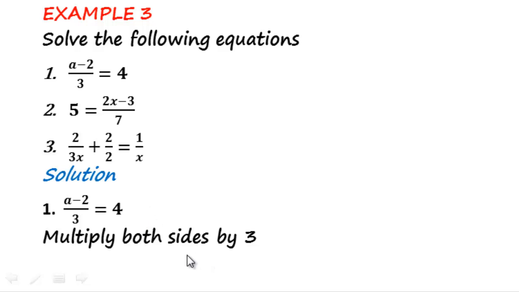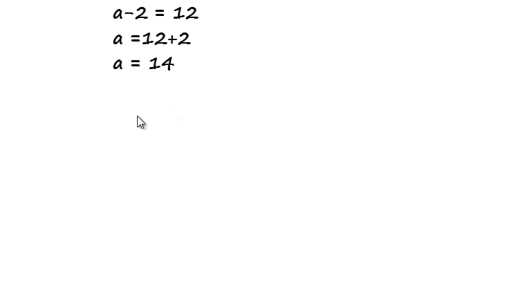Multiplying both by 3 is now going to be a minus 2 divided by 3 times 3 equals 4 times 3. Are you seeing it? Times 3 is here and times 3 is here. So when you do that, 3 cancels 3 here, remaining a minus 2, and then 4 times 3 is 12, which was the same answer we got. It's now going to be a minus 2 equals 12, and then carry that 2 to 12. It's now going to be a equals 12 plus 2, which is 14.